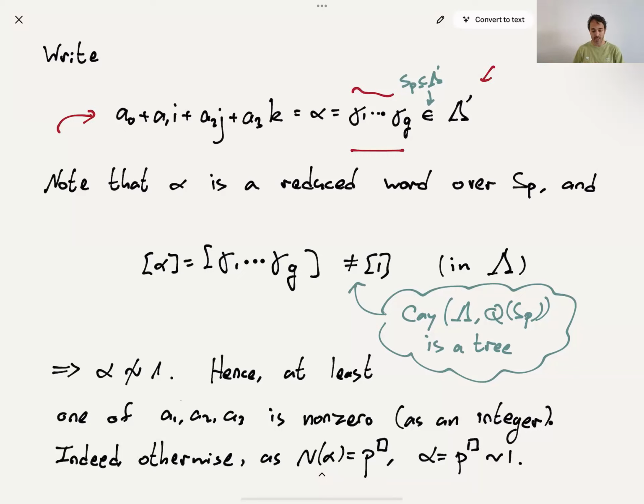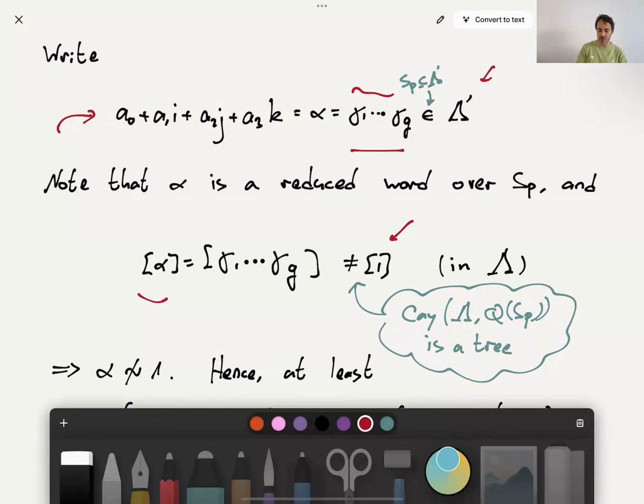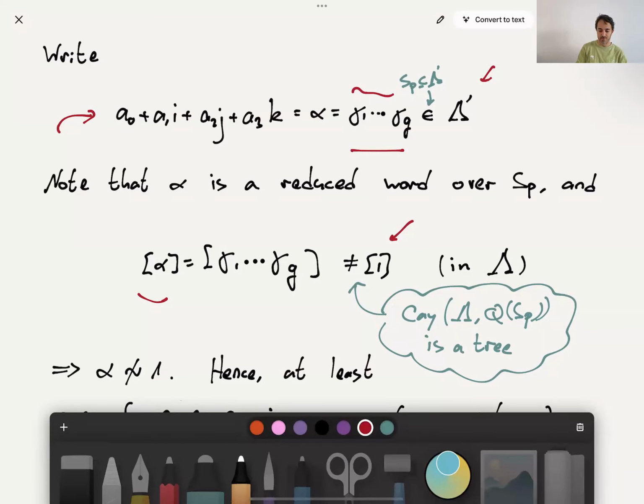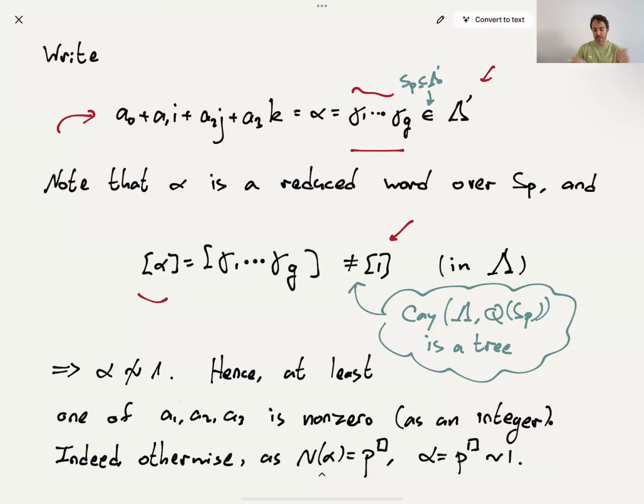So alpha is a reduced word over SP, and the class of alpha, which is just the class of the product of the gammas, can't be the same as the class of 1, right? Because then that would contradict the unique factorization, because this is a reduced word, and 1 is another reduced word. And g is at least 3, so they are not equivalent. Good. So this means that alpha is not equivalent to 1.